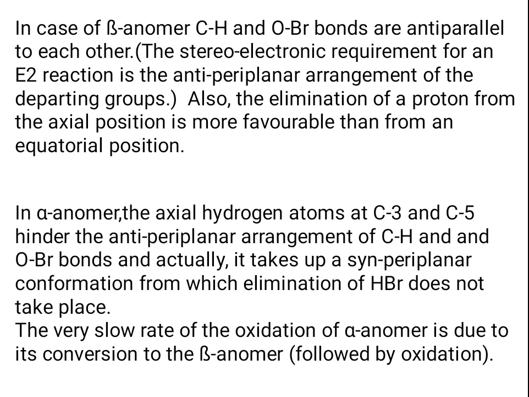The very slow rate of the oxidation of alpha anomer is due to its conversion to the beta anomer, and then it follows the oxidation. So the alpha anomer first converts into the beta anomer, and then it is oxidized.